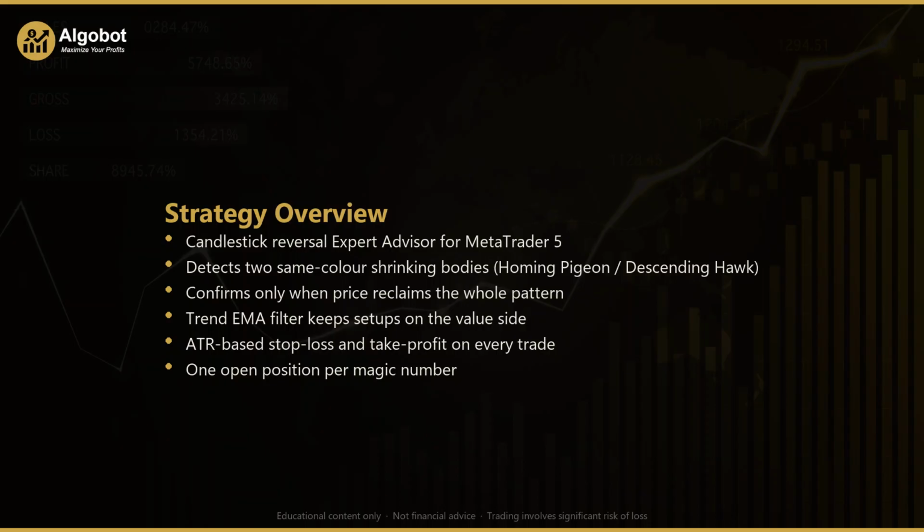The EA trades on a single primary time frame and keeps just one position open per magic number at a time. Risk is always defined in advance using the average true range, so both the stop and the target adapt to current volatility. This kind of approach may appeal to traders who enjoy price action and candlestick study, and who prefer defined, rules-based entries and exits. Remember, this is educational information only, not financial advice, and trading always carries the risk of loss.